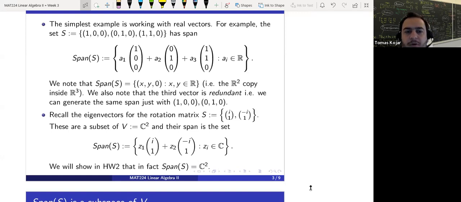Right, in problem 2, the vector space is abstract, so the vector field will also be abstract. The field will also be abstract. Is that okay? Oh, it will be some F, an arbitrary F.